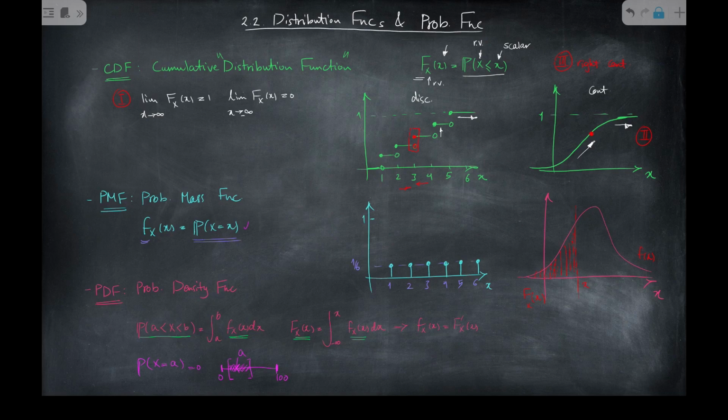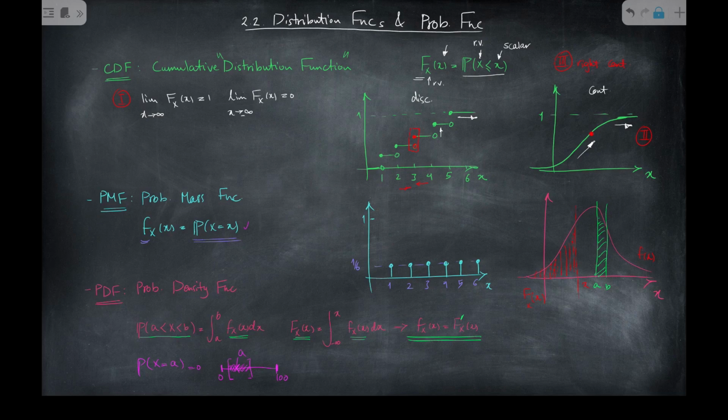And from calculus, we know that we have this relationship. The area under the curve, if you differentiate it, so this is differentiation, you get the curve. And going back to probabilities, the probability of x being between a and b is basically this area.